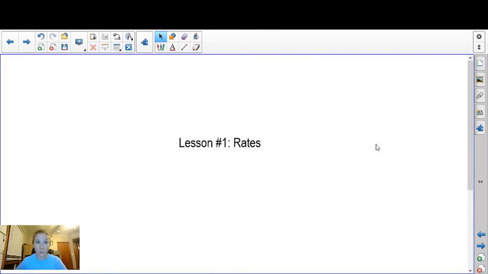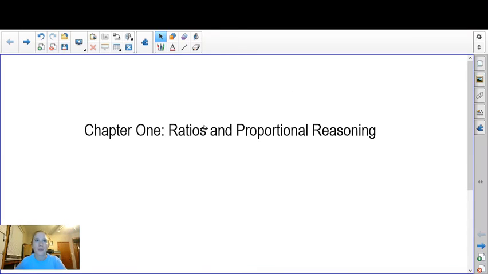All right, gentlemen. So we are going to work on, that was supposed to be my title. Chapter 1, rates, ratios, and proportional reasoning. We kind of saw this word a little bit in our other class. Still the same thing. So we're going to talk about it a little bit again, but you should already know how to do it.